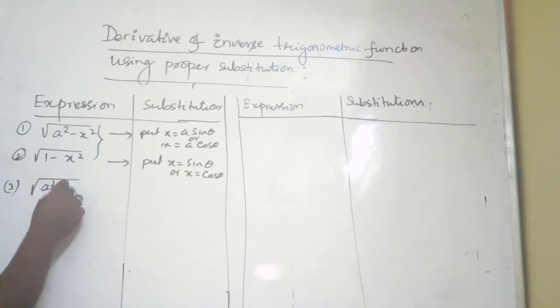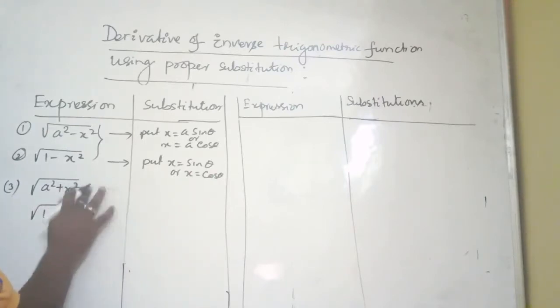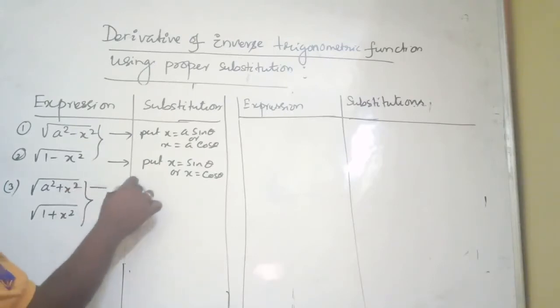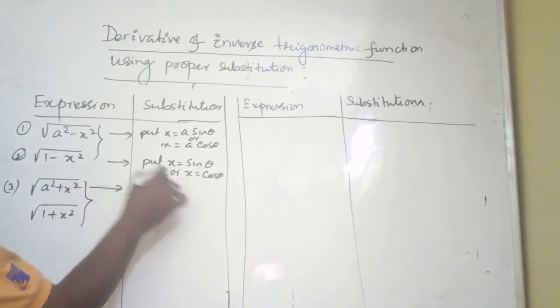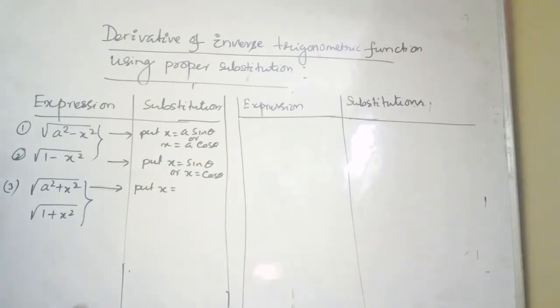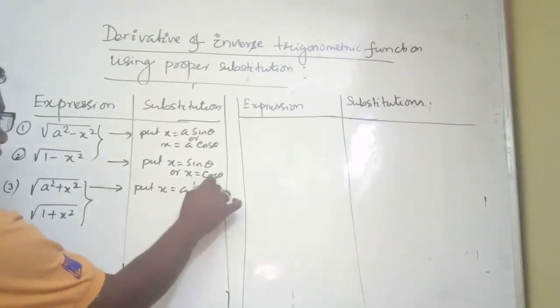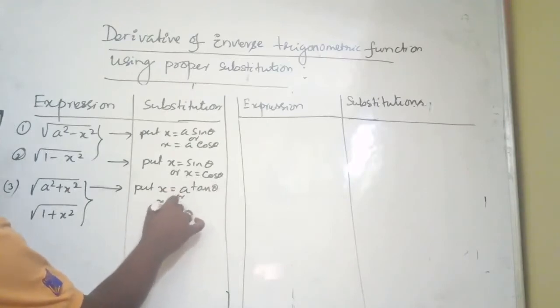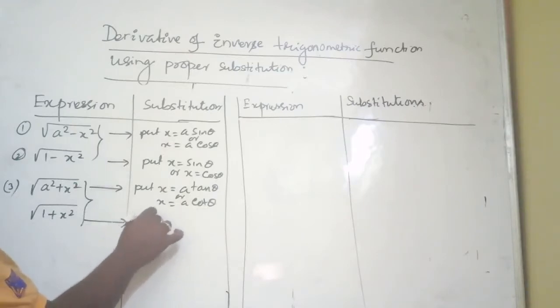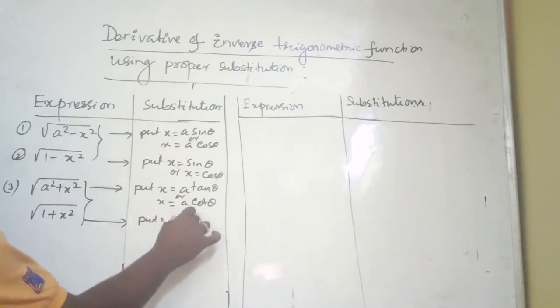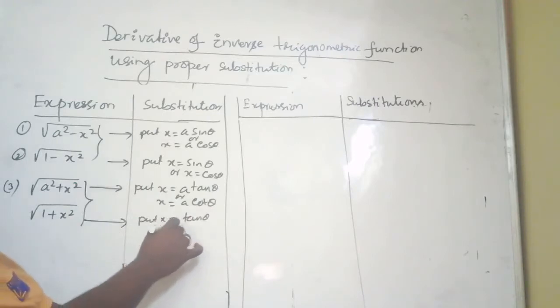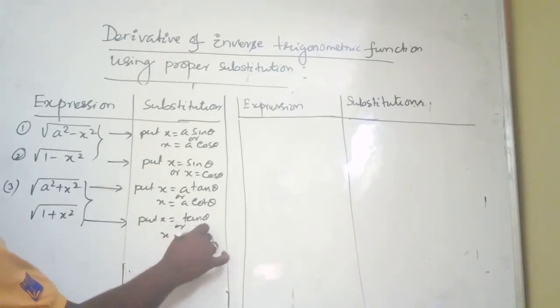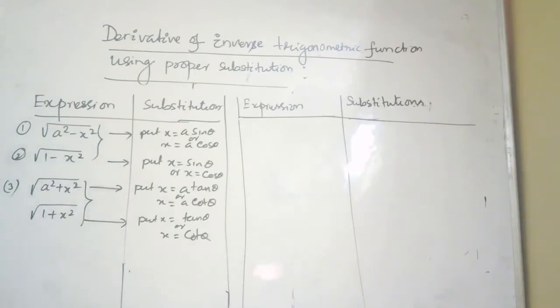a square plus x square. Suppose here root over 1 plus x square. This is similar. Put x is equal to a tan theta or x is equal to a cot theta, and for this put x is equal to tan theta, here a equal to 1, or x is equal to cot theta.